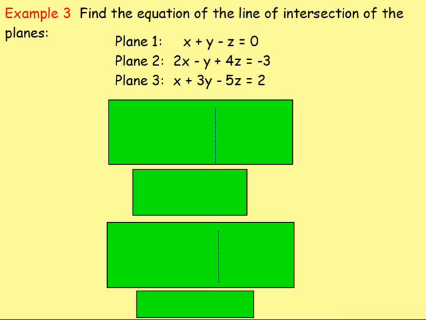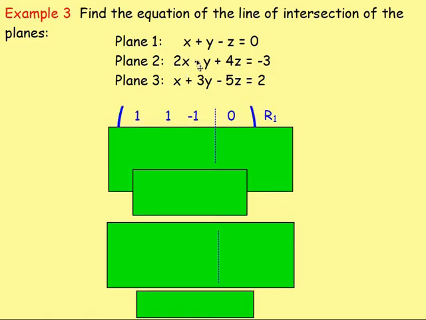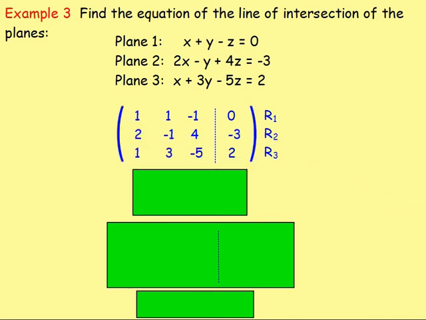Example 3, find the equation of the line of intersection of the planes x plus y take away z equals 0, 2x take away y plus 4z equals -3, and x plus 3y take away 5z equals 2. Once again, we are wanting to set this up using our Gaussian elimination. So, take the coefficients of x, y, and z and take this number just on the right-hand side. So, row 1 will become 1x, 1y, -1z, so 1, 1, -1, and that equals 0. That's row 1. Do the same for row 2.